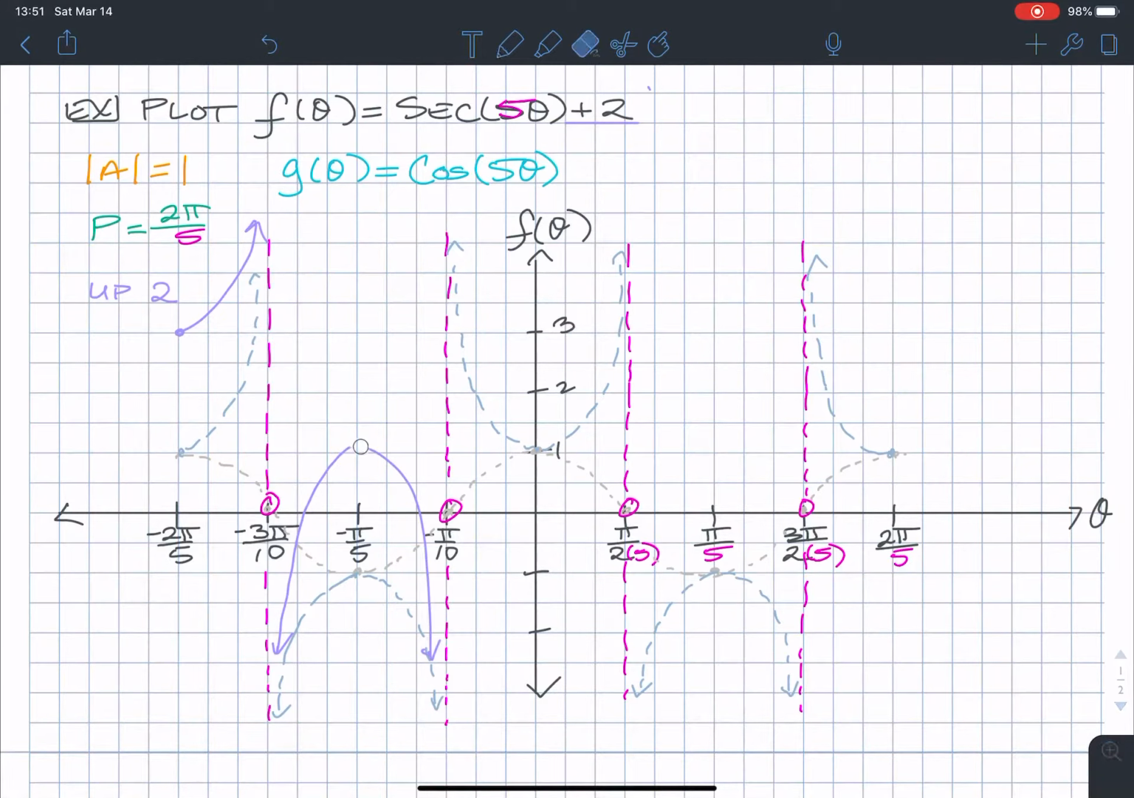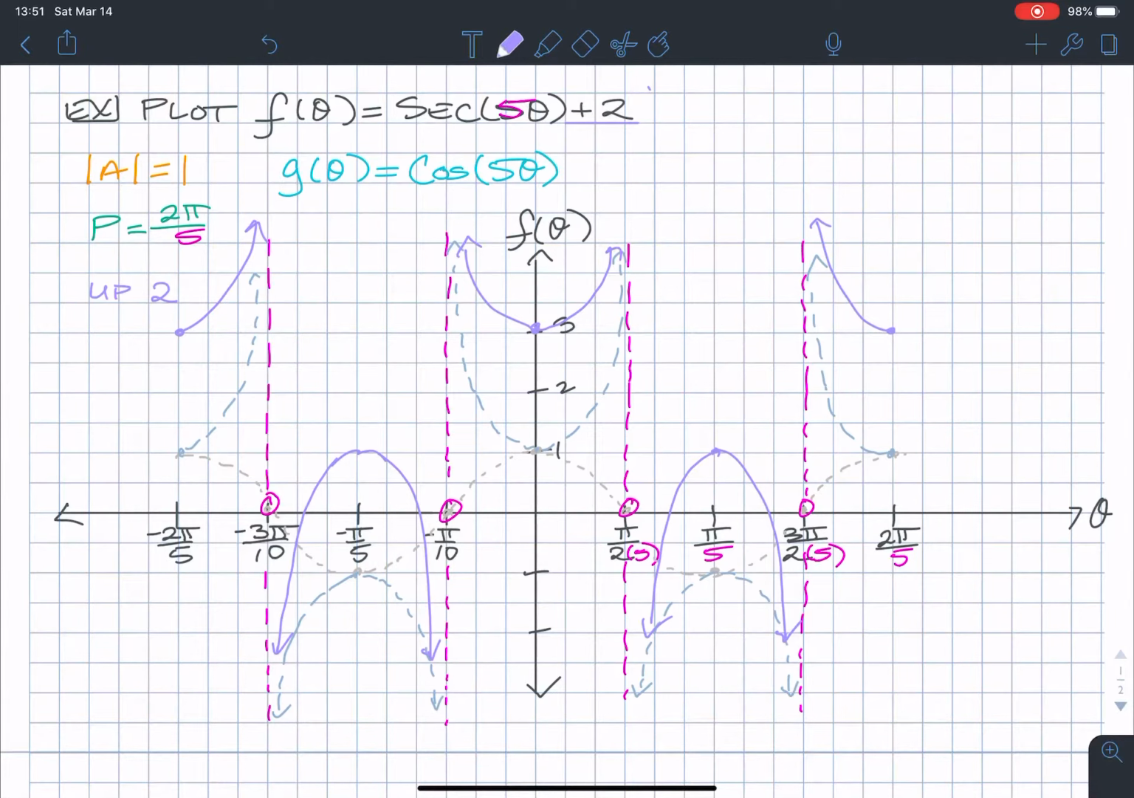Actually, that's supposed to be 1, not above 1. Similarly, this point here at positive 1 is going to go up to 3. Everything is shifted up 2 units. This point down here at negative 1 goes to positive 1. And finally, this point here at positive 1 is going to go up to 3.